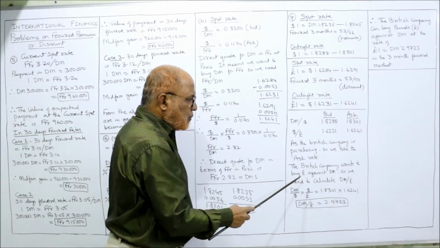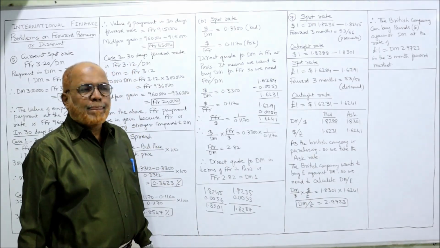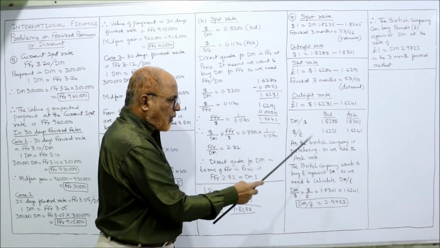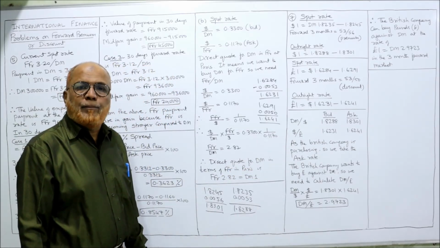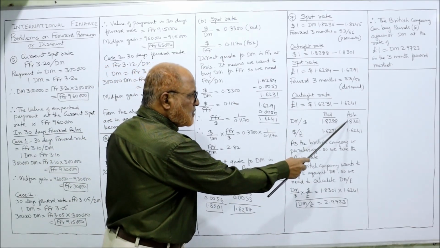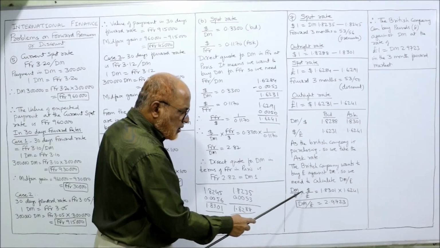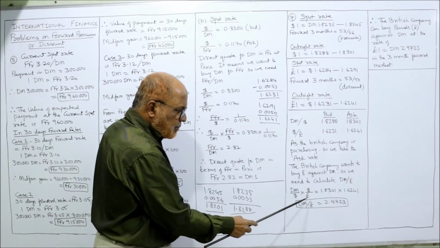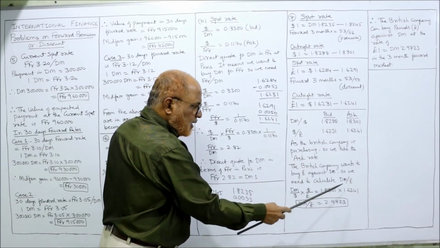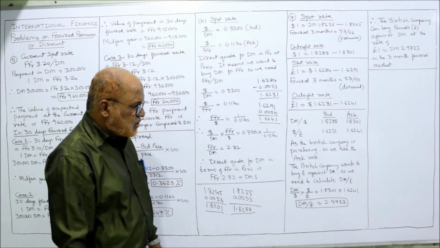The British company wants to buy pound against DM. So we need to calculate DM per pound. Here it is DM per dollar and dollar per pound, but we need DM per pound. So we will multiply DM per dollar by dollar per pound. What is the ask rate? 1.8301 into dollar per pound. Dollar will get cancelled, so DM per pound will be 1.8301 into 1.6241. If you multiply these two, 2.9723.